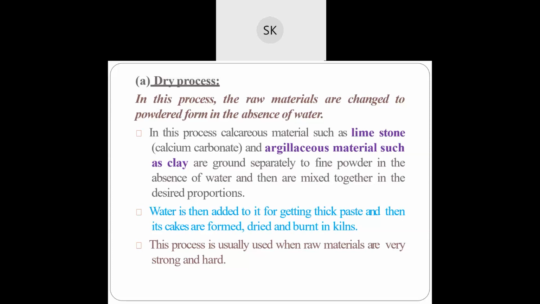First they mix all the raw materials. In this process, calcareous materials such as limestone and argillaceous materials such as clay are ground separately to fine powder in the absence of water, and then are mixed together in the desired proportions. So argillaceous and calcareous materials are mixed together, and then water is added to it to get a thick paste, and then cakes are formed, dried and burnt in kilns. This process is usually used when raw materials are very strong and hard.